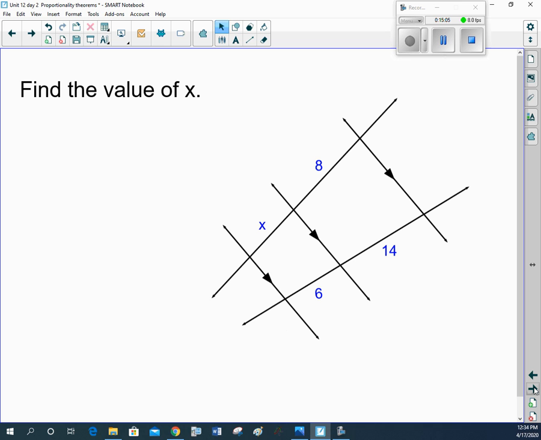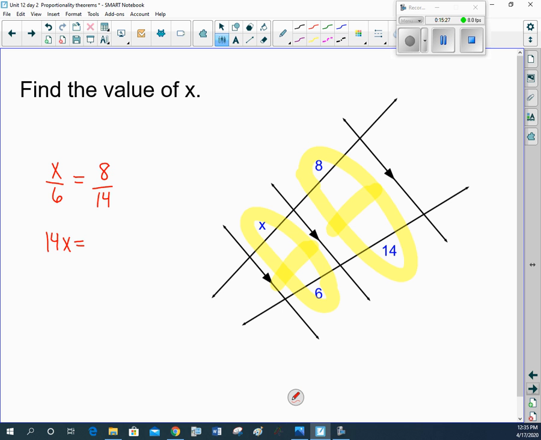Okay, this says find the value of x. When I'm looking at that, I kind of see fractions already. I see them here and here, with a fraction bar right in the middle. So I'm just going to write my proportion as x over 6 equals 8 over 14. Solve that. So 14x equals 48. So x equals 48 divided by 14, which is about 3.43. So x is about 3.43.